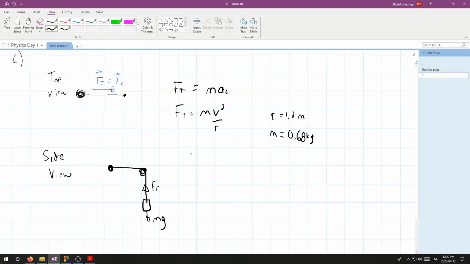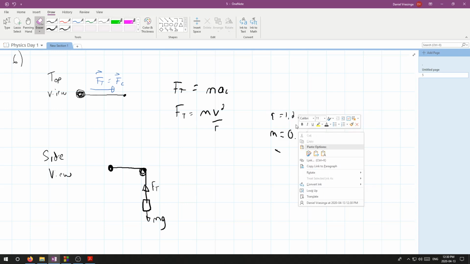So I can actually find the tension I need to solve for my velocity from the free body diagram of this mass that's dangling. And sorry, the puck is not 0.68 kilograms. The puck is 0.26 kilograms. Let me just erase this if I can. There we go.